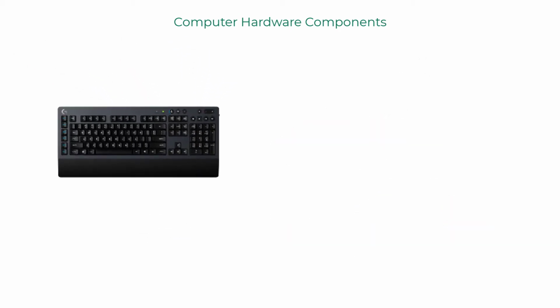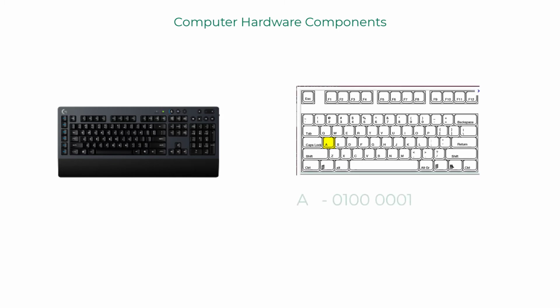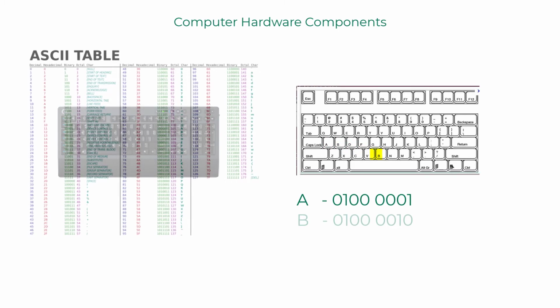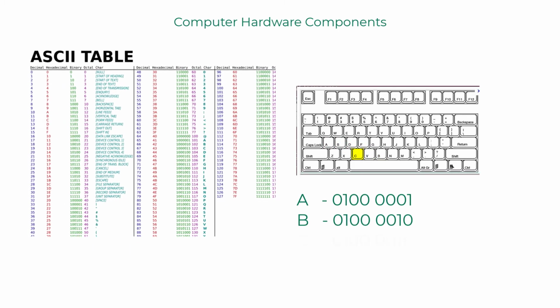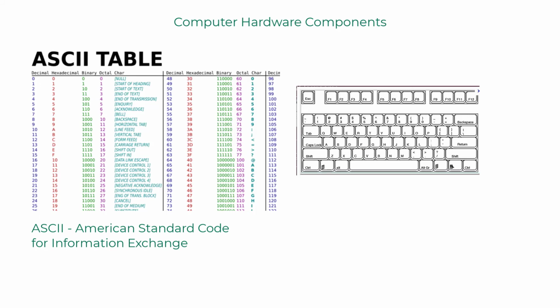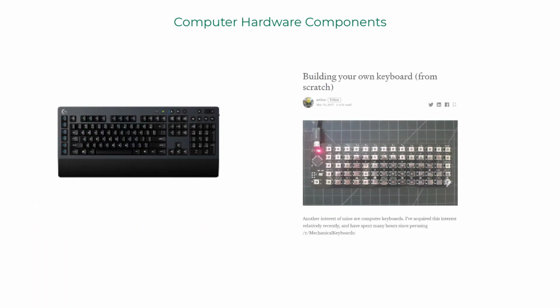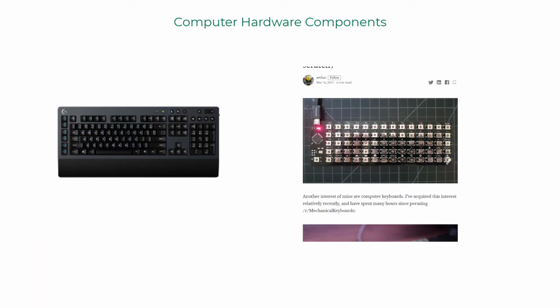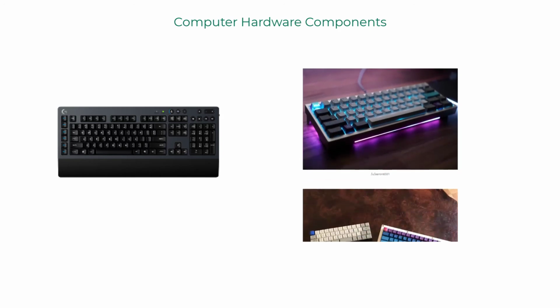We shall look into the inner workings of a keyboard, which is a standard input device for a general computer. Each key on the keyboard sends a unique binary pattern adhering to the ASCII standard. ASCII stands for American Standard Code for Information Interchange. This lets us create a keyboard from scratch if we know a bit of electronics.